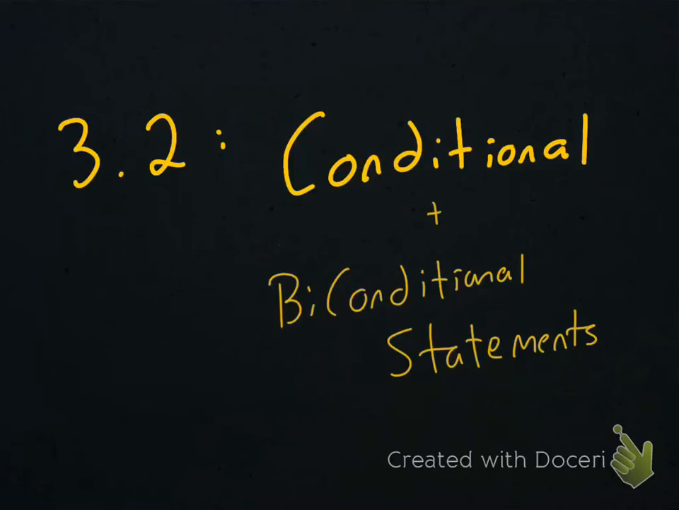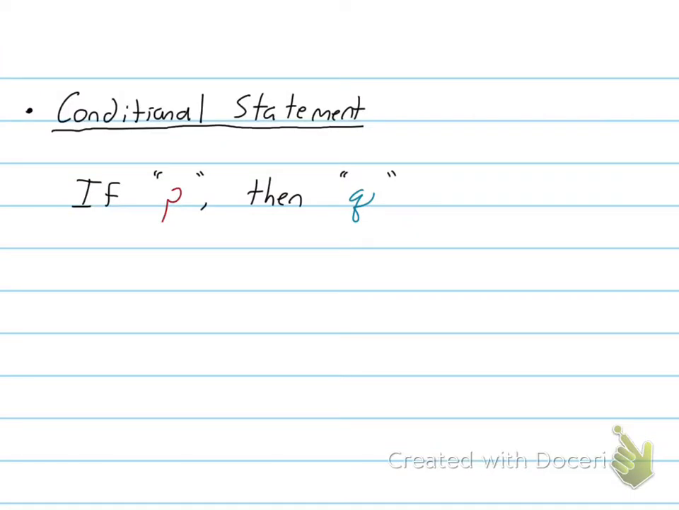In section 3.2, we're going to be talking about conditional and biconditional statements. A conditional statement is basically an if-then statement. If P, then Q. That P stands for our hypothesis and Q stands for our conclusion. And another way that you could see that is P with an arrow going to Q.